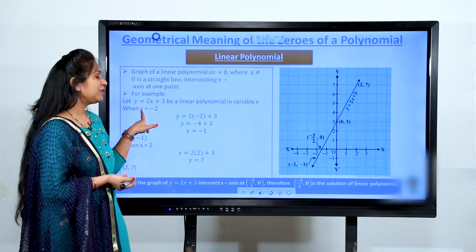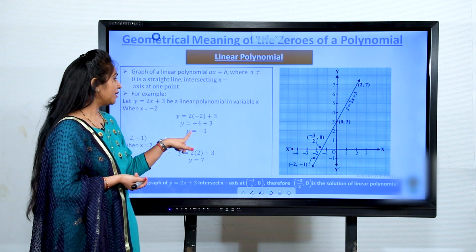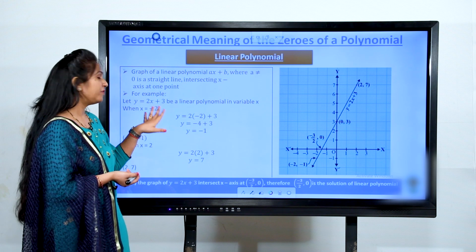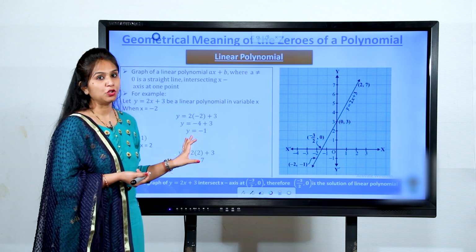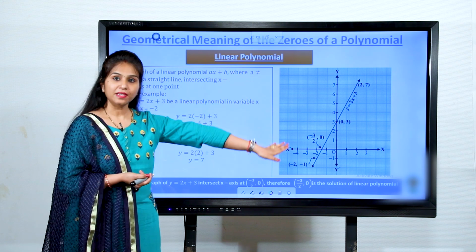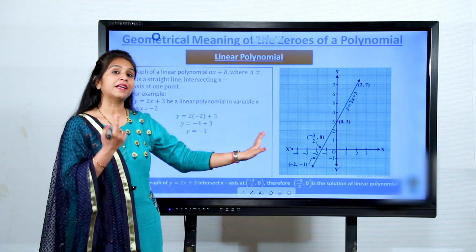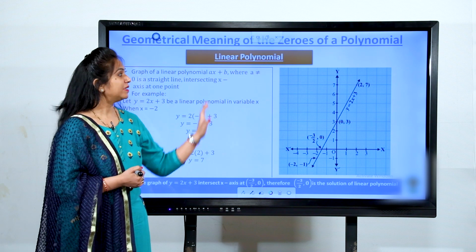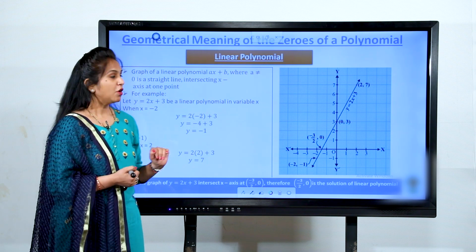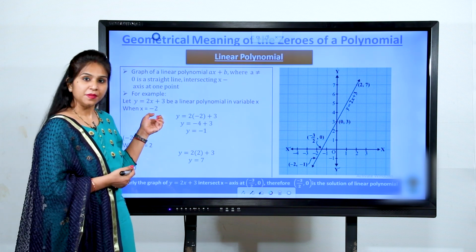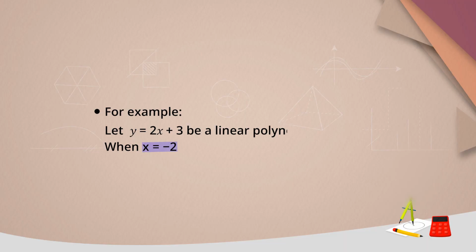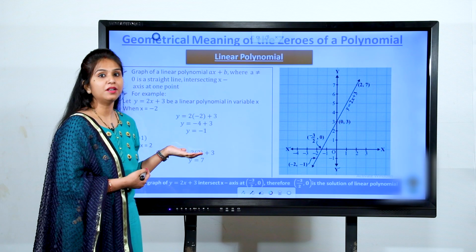We are trying to find a few solutions of this linear polynomial so that we can plot them on the graph to find the solution of the given linear polynomial. So we are going to start with x equals minus 2. Remember, I have substituted x equals minus 2, but you can put any value for x to get the corresponding value for y.